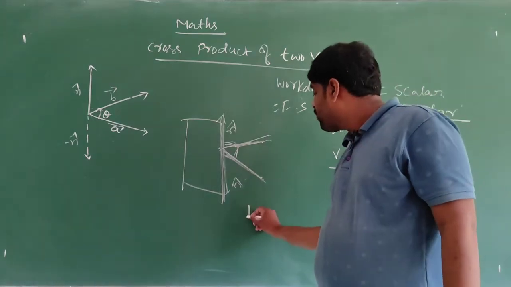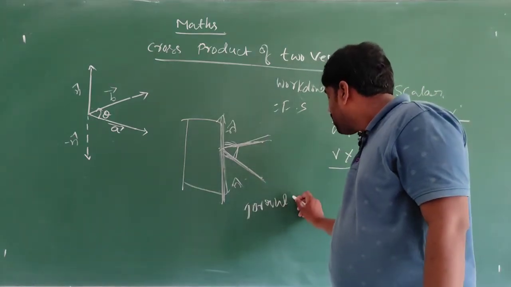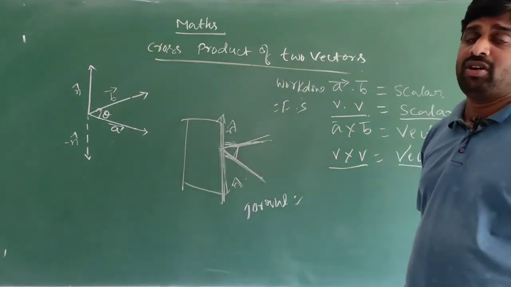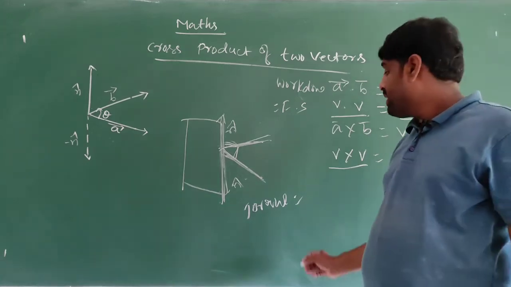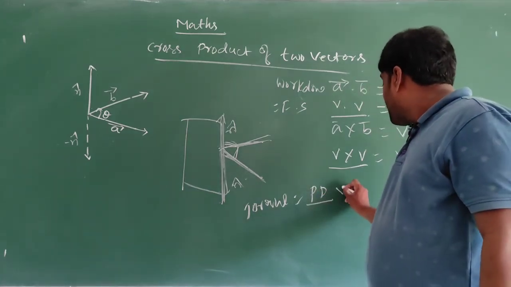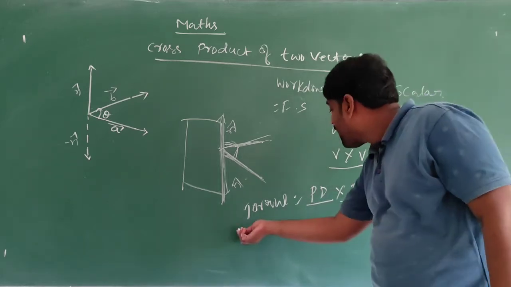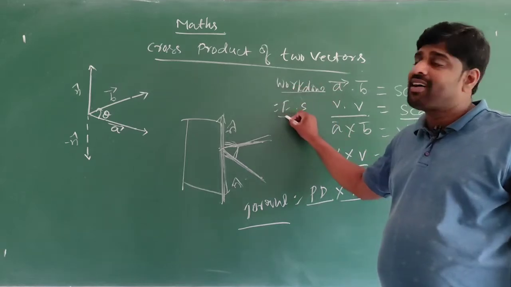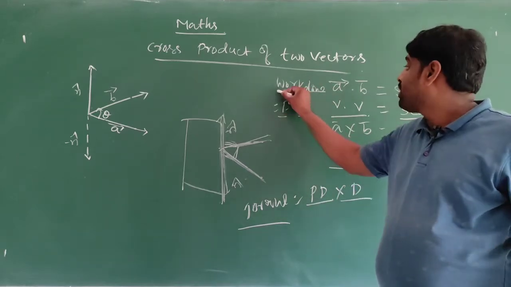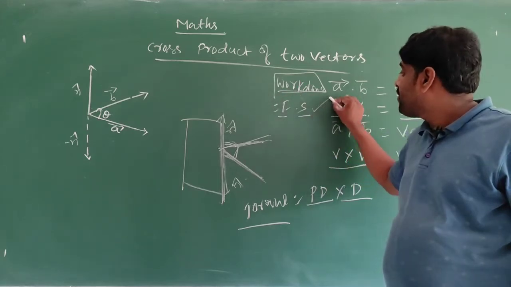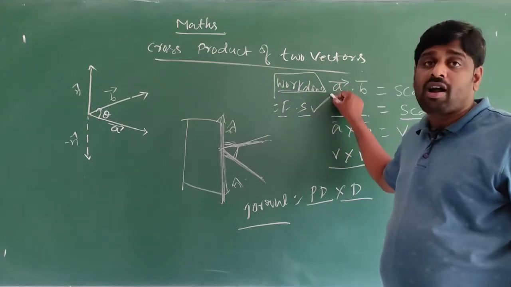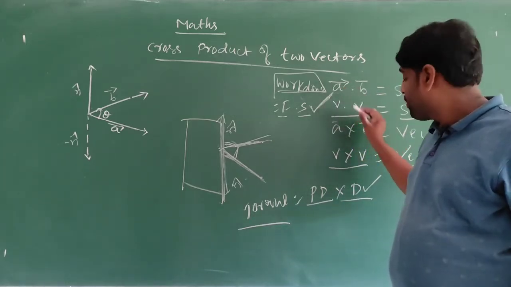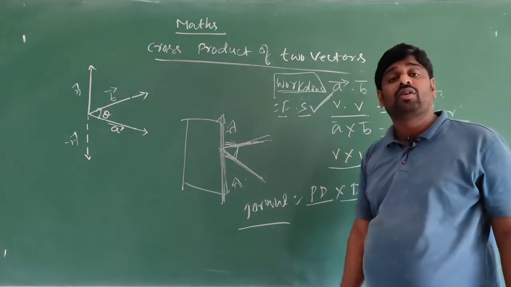But for the cross product of vectors, the example is torque. Torque is perpendicular distance into displacement. Here the perpendicular distance is a vector, displacement is a vector, and torque is also a vector. For work done, force is a vector and displacement is a vector, but work done is a scalar. Here we are applying the dot product, but there we are applying the cross product. Here there is no rotational motion, but there there is rotational motion.